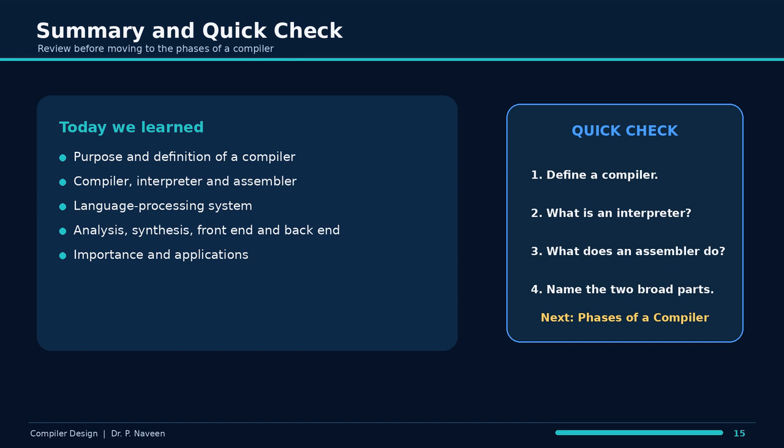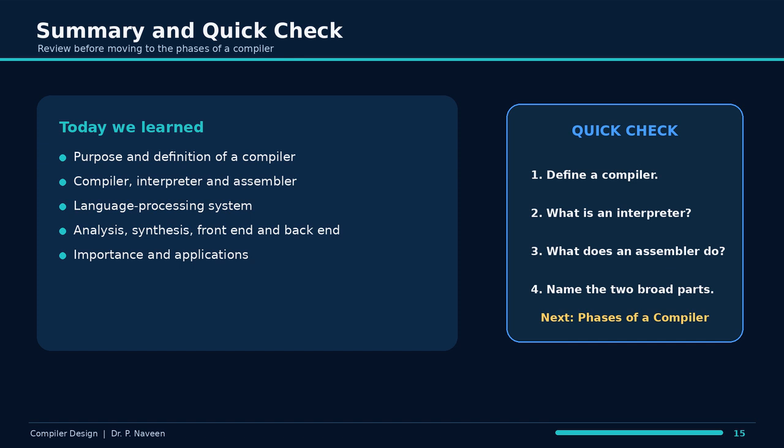The next slide: summary and quick questions. Let us quickly summarize today's lecture. A compiler connects a high-level language and machine language. It accepts the source program, checks the program, reports the errors, and then produces the target program. Interpreters translate and execute statements step by step, and assemblers convert assembly language into machine code. The compiler front end works mainly with the source language. The compiler back end works mainly with the target machine. Compiler concepts are used in many areas of computer science.